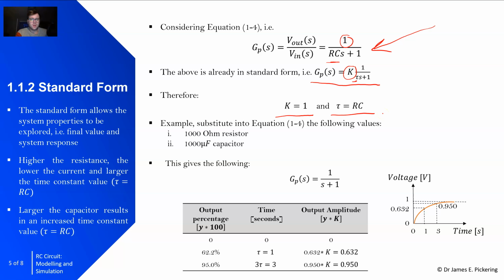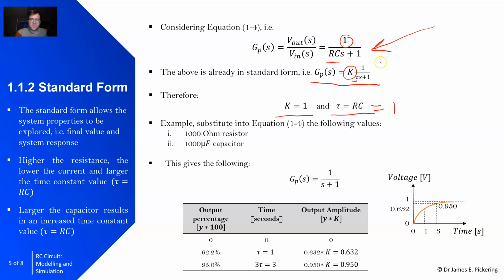So as just a quick example, if we substitute into equation 1.4 the above values, a 1,000 ohm resistor and a 1000 microfarad capacitor, what we'll get is RC equaling 1.